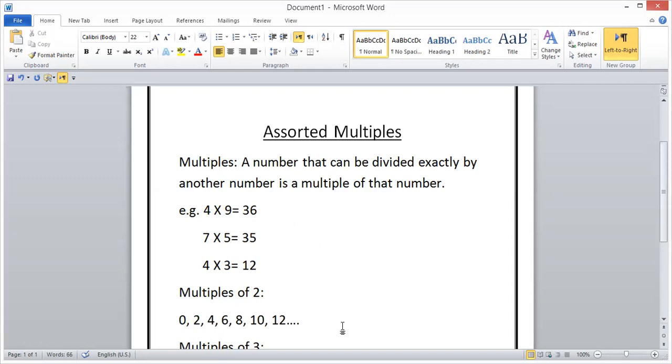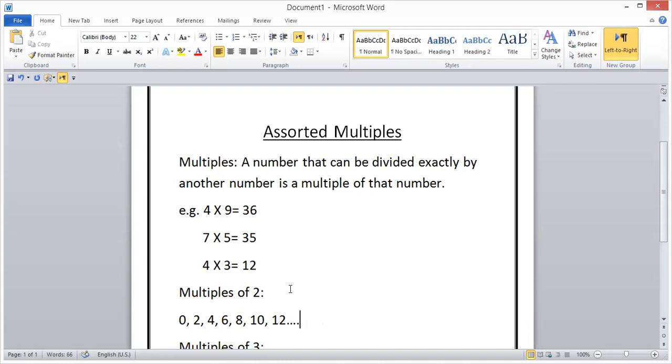You can write any number like 150. This is also a multiple of 2 because the last digit is 0. As you know, if the last digit is 0, that means it is a multiple of 2. You can write even 352. 352 is also a multiple of 2 because the last digit is 2 and 2 is a multiple of 2. If the last digit is a multiple of 2, then the whole number will be a multiple of 2.